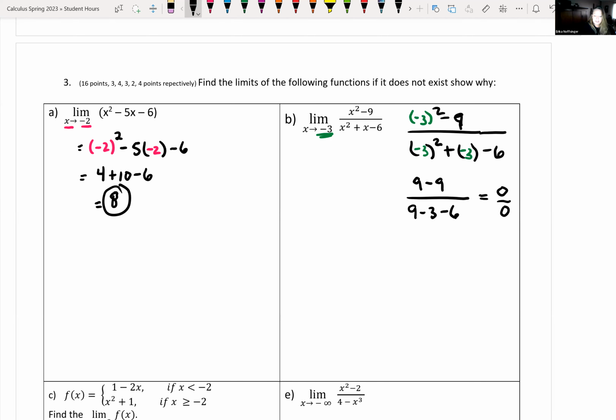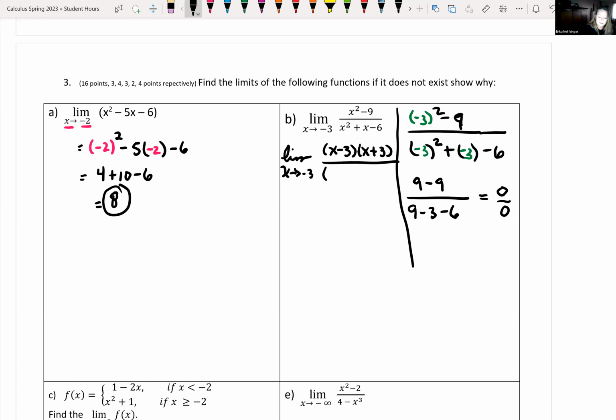So if we get that indeterminate form, that tells us that we need to go back and manipulate what we're taking the limit of. And so in this case, I notice that we can factor both the numerator and denominator. And so let's factor that. I have a difference of squares, x squared minus 9. That factors as x minus 3 times x plus 3, all over x squared plus x minus 6.